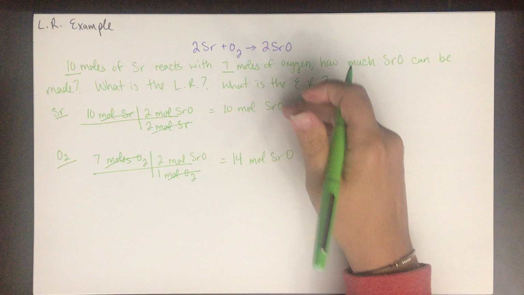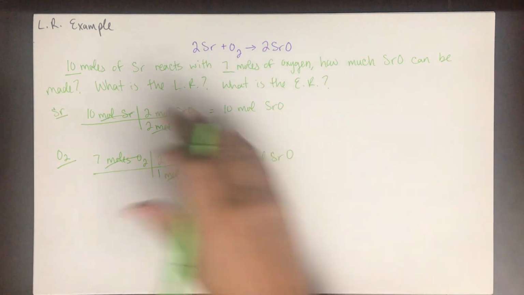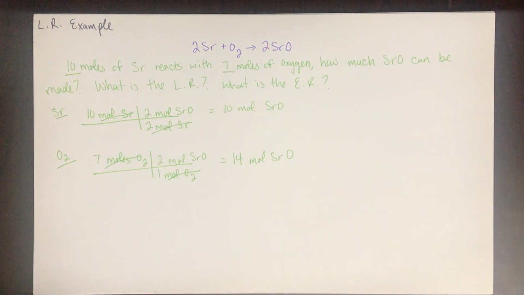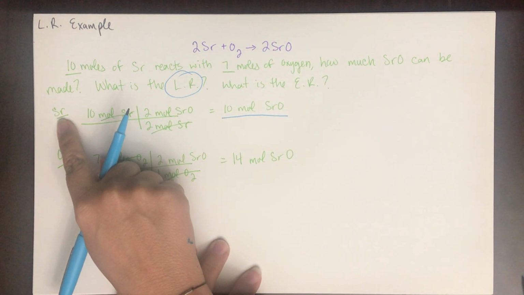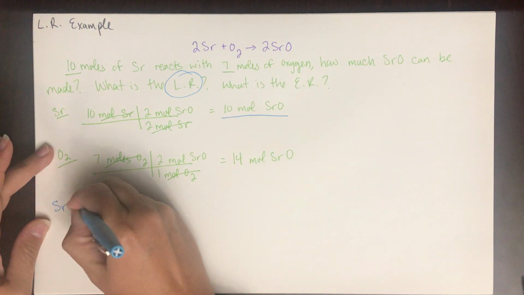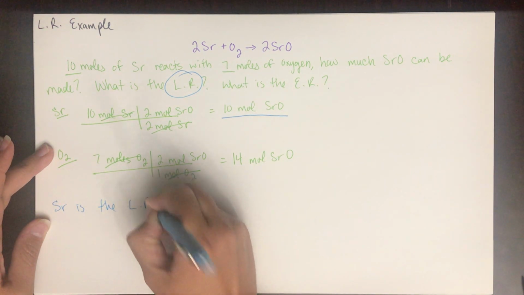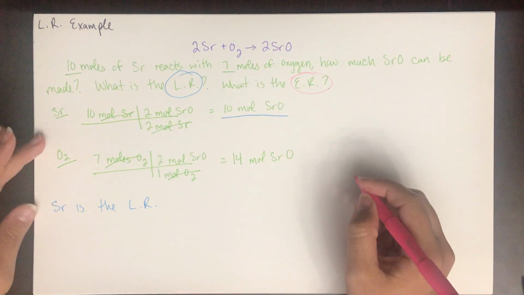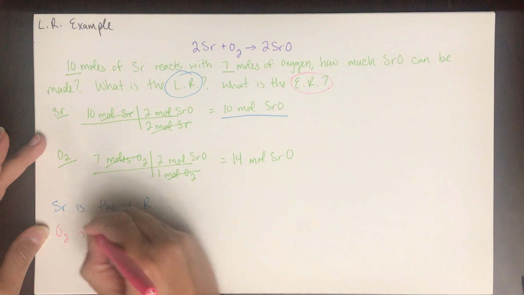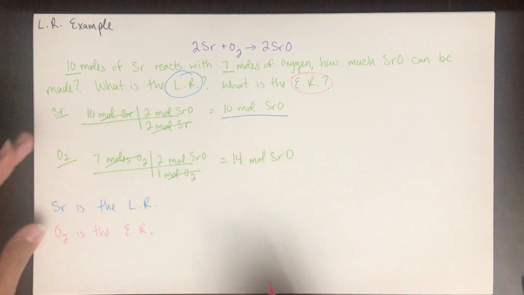So these are the 2 amounts of product that you could make with those 2 amounts of reactants. Now remember, the limiting reactant is a reactant that produces less product. It's the one that's going to run out first. The strontium produces less product, which means strontium is the limiting reactant. Well, the one that's not the limiting reactant is the excess reactant. So that means oxygen is the excess reactant.